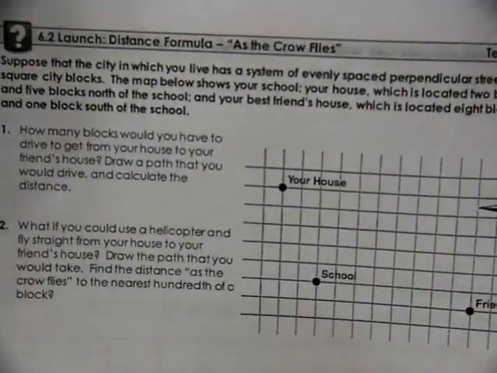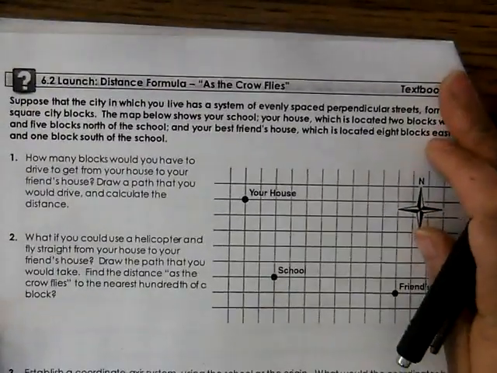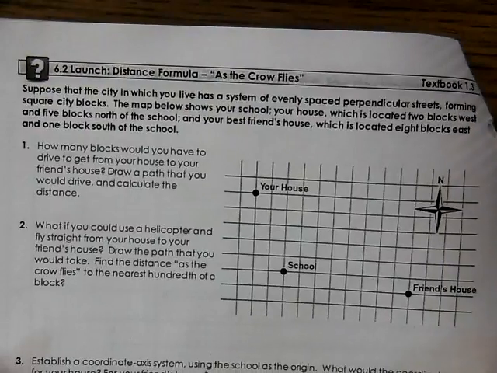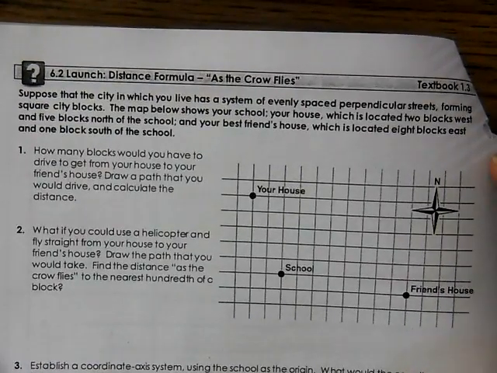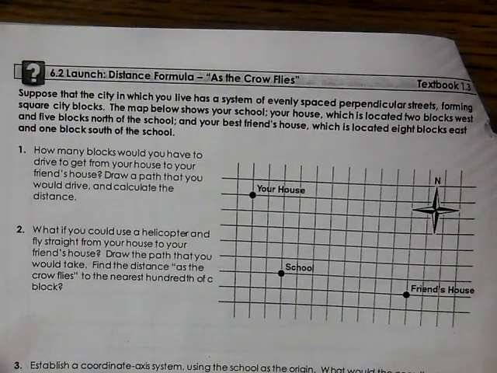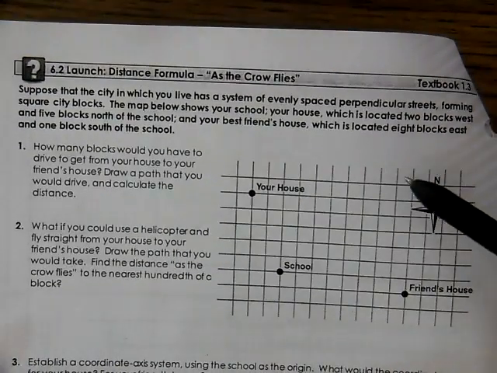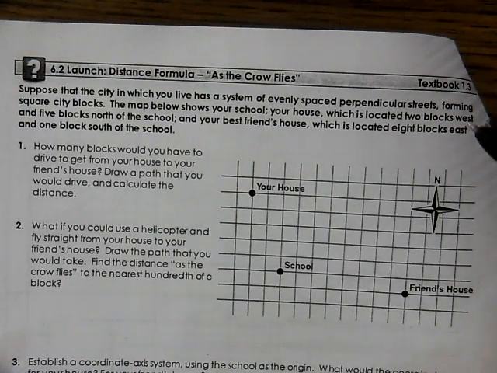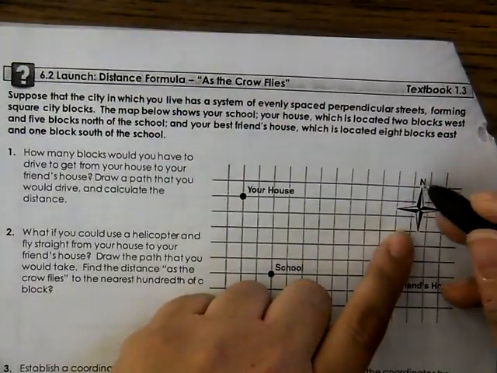And so here is the scenario. It does say here, suppose that the city in which you live has a system of evenly spaced perpendicular streets, forming square city blocks. The map below shows your school, your house, which is located 2 blocks west and 5 blocks north of the school, and your best friend's house, which is located 8 blocks east and 1 block south of the school. So they're using a lot of the cardinal directions, right? North, east, south, west. You might hopefully remember that already from a social studies class.